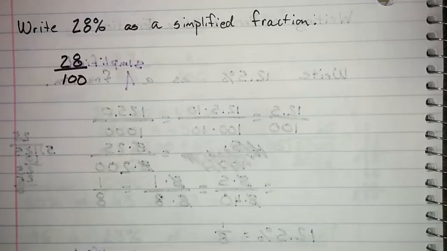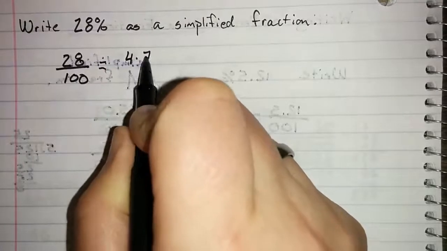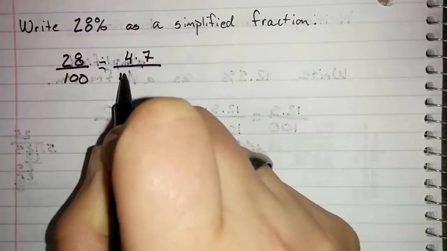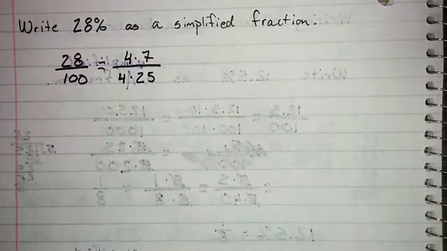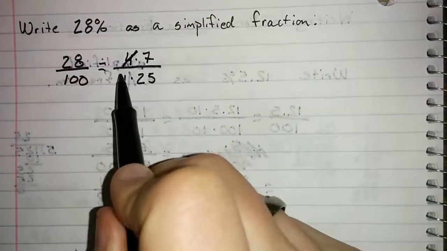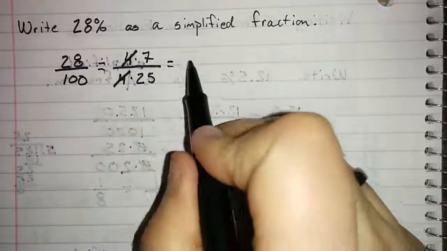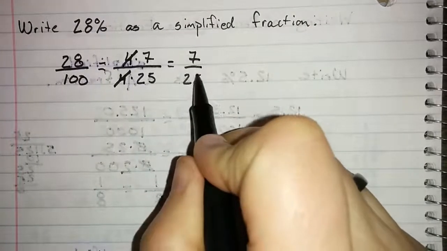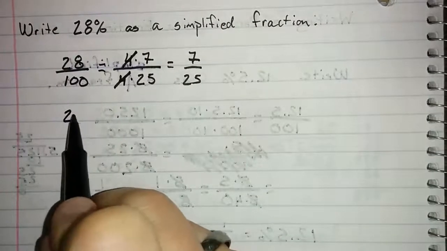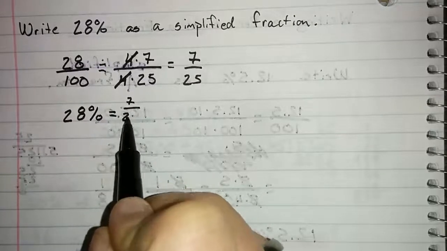It looks like those have a 4 as a common factor, don't they? 28 is going to be 4 times 7, and 100, that's 4 times 25. If you didn't spot the 4 immediately, you might have factored out a 2 and then another 2. That is also correct. Cancel the common 4. 7 and 25 don't have any factors in common. So we're left with 7 25ths. 28% is equal to the fraction 7 25ths.